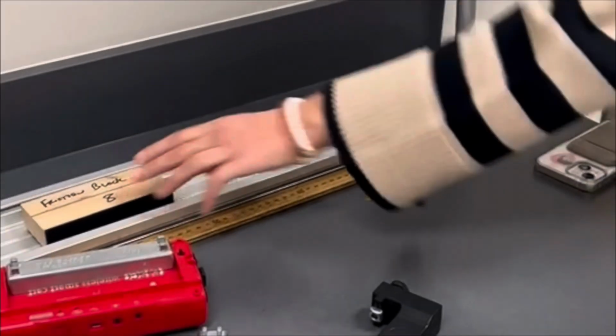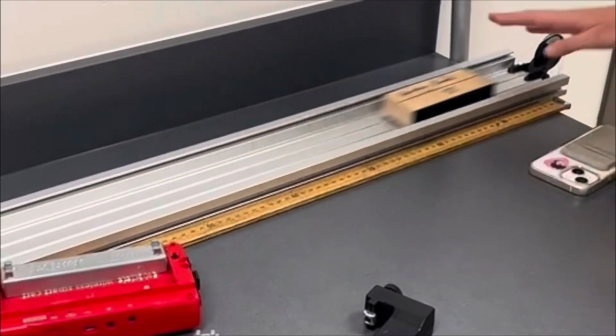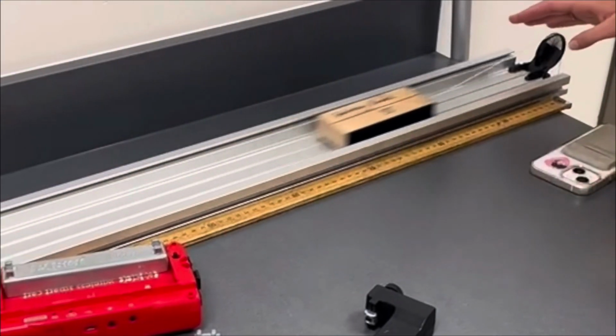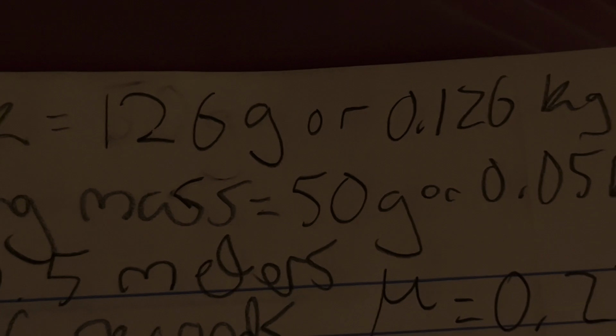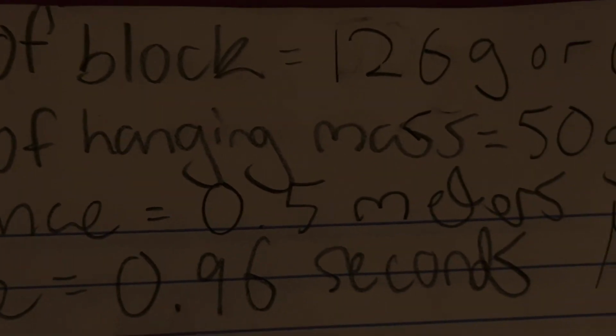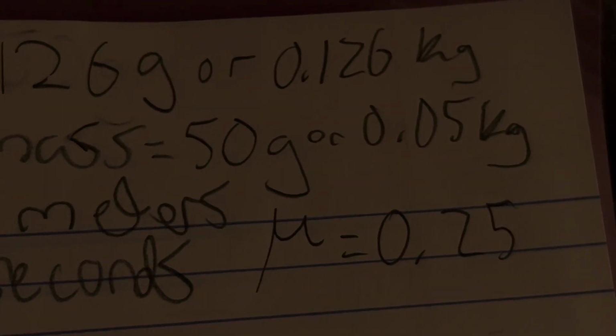So for our first experiment, we used a friction block, a hanging mass, and a pulley to calculate the acceleration of the system. We found the mass of the block to be 126 grams or 0.126 kilograms, and the mass of the hanging mass to be 50 grams or 0.05 kilograms. And the block went 0.5 meters in 0.96 seconds.